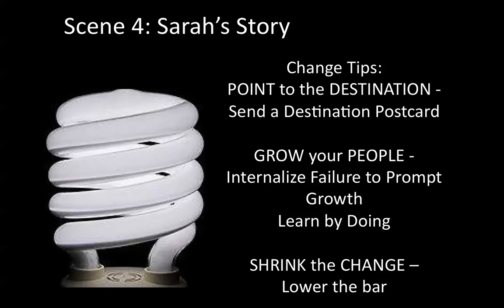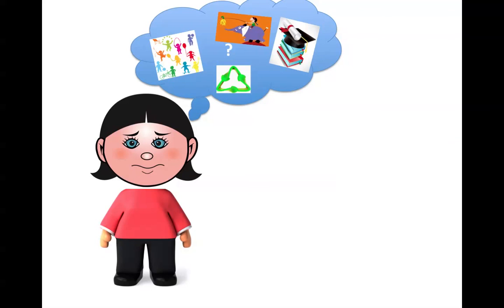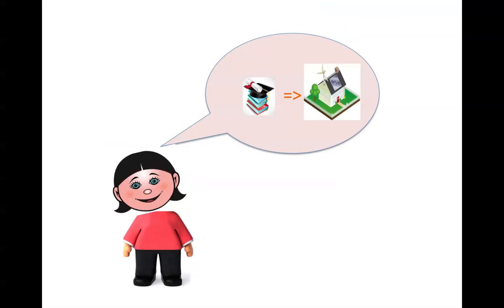The last scenario shows an example of directing the rider by using a destination postcard that shows what could be possible. We also learn how to internalize failure into path to success. Sarah's story describes what organizations must do to become learning organizations. Sarah was confused about her path in life until she enrolled in environmental studies, which allowed her emotions to become a formidable partner. Sarah sent herself a destination postcard, a nice big house with a wind turbine.